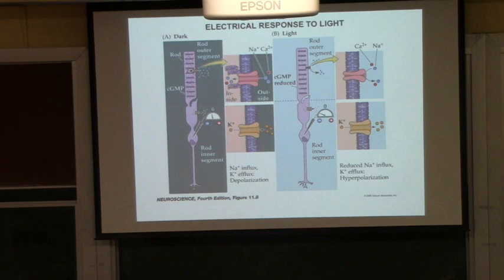I apologize, I said that backwards. So in the dark, photoreceptor cells are in fact depolarized, and they are releasing transmitter. When light is absorbed, that causes closure of sodium ions. The cells become hyperpolarized, and that transmitter release is stopped. So the counterintuitive part of it is that absorption of light leads to a decrease in transmitter release.